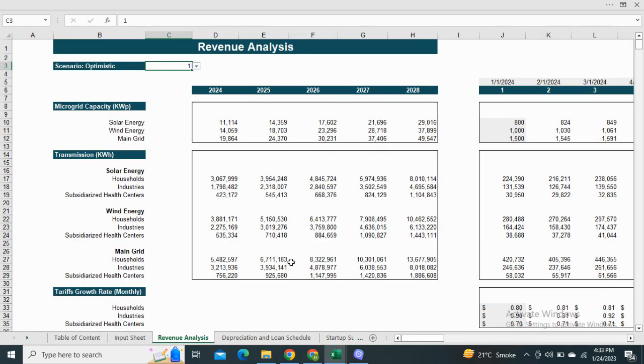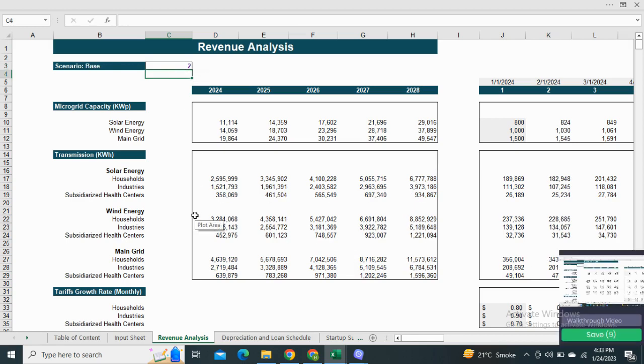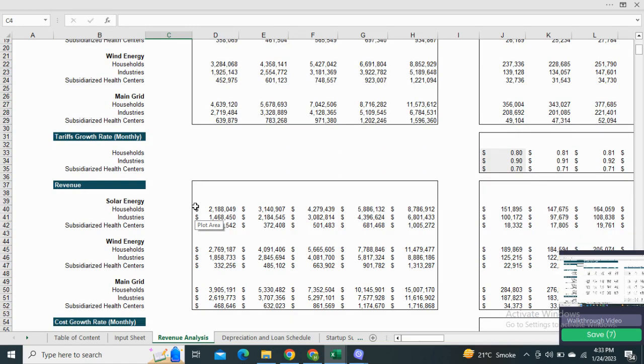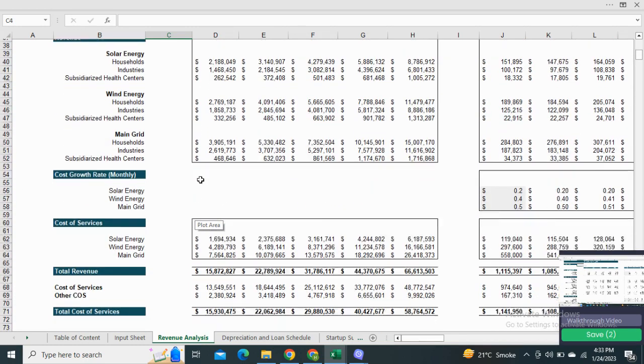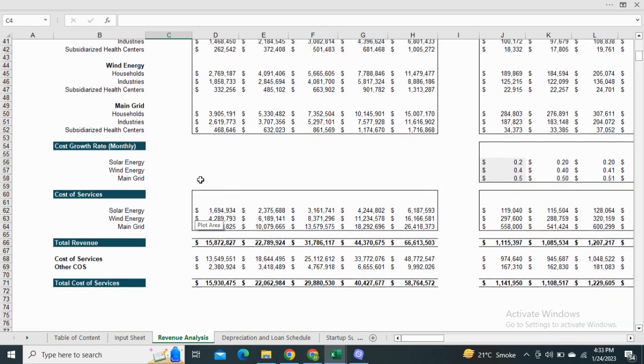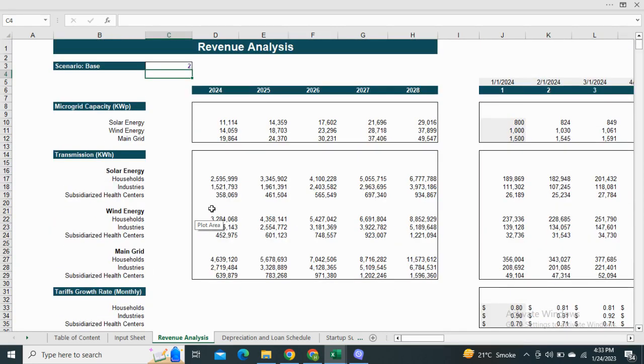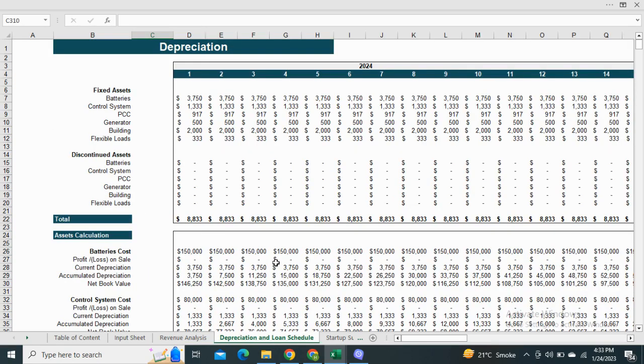Moving on to the revenue analysis sheet, this sheet includes the microgrid capacity and the transmission efficiency. As you can see, if the transmission efficiency is changed from the optimistic to the base scenario, the transmission also changes. The revenue analysis sheet includes the revenue and the cost of services from the revenue streams.